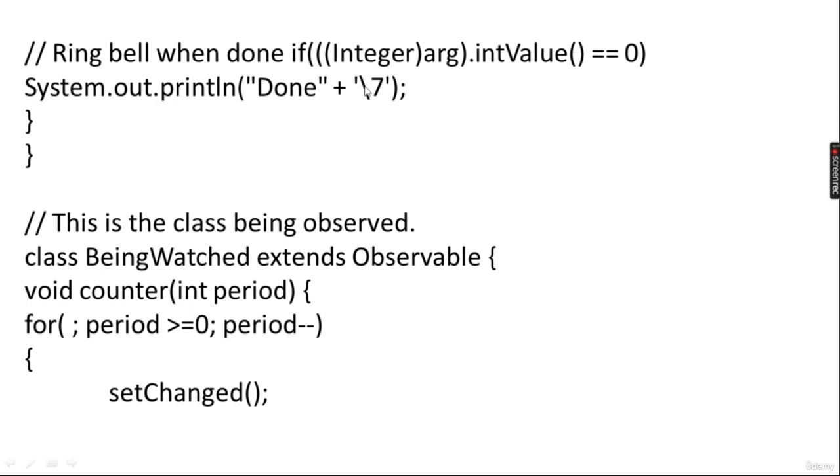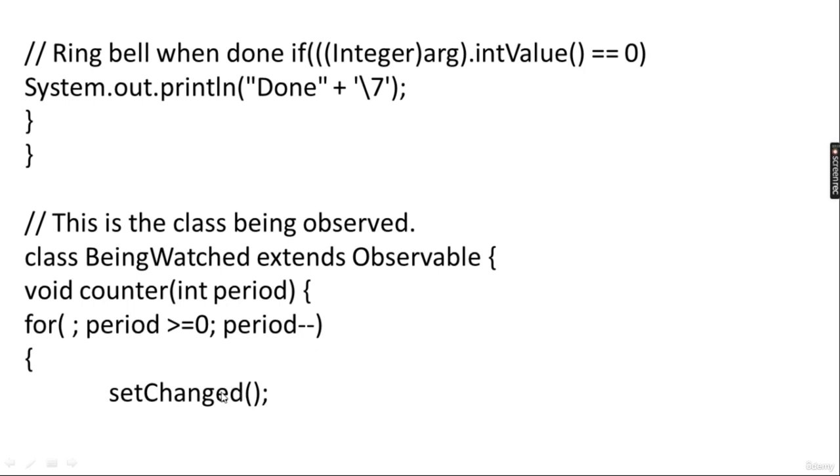Then done, bell rings. And the main class that is being observed, the BeingWatched class, extends Observable. Void counter, the same method that we saw in the previous session. The same method is implemented here. Whatever value you pass to the counter, it will start counting from there up to zero, and downwards, one by one, it is going to be decremented.